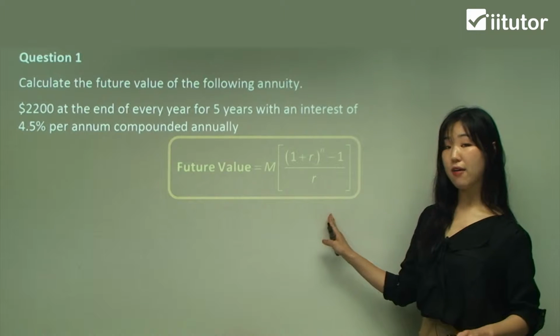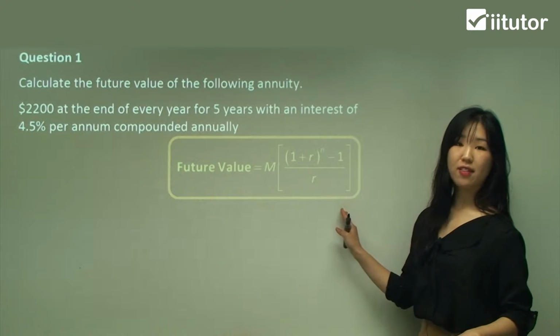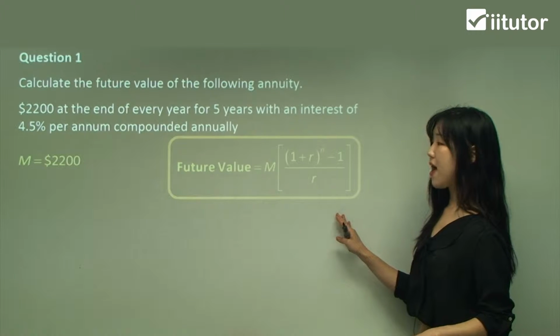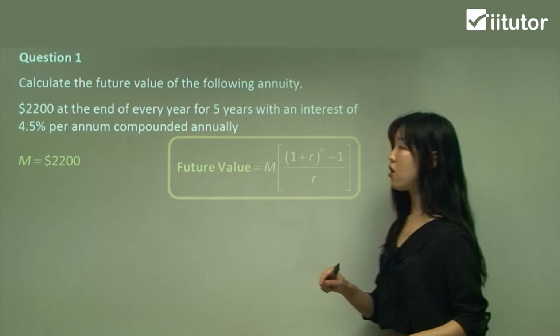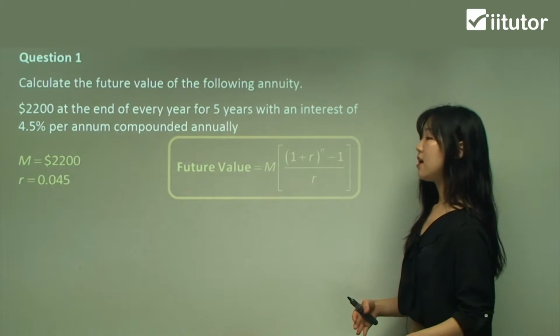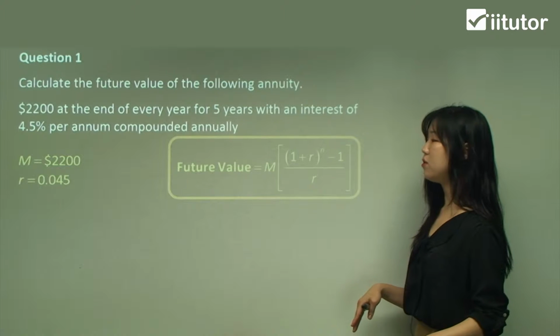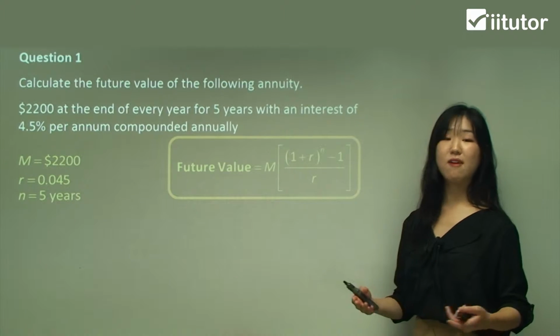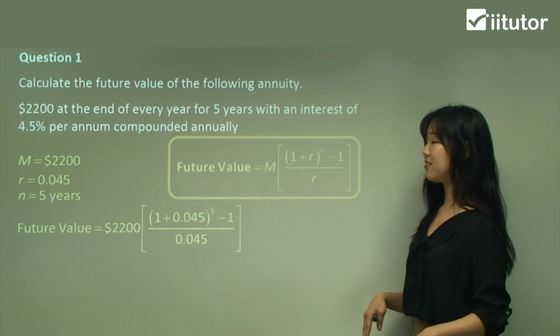So this is our future value formula. Make sure you get familiar with it, and let's put the values in. First of all, our M is our $2,200. That's the value of our investment every year. Now R is simply our 4.5%. I just converted it into a decimal. And N is simply 5 years.